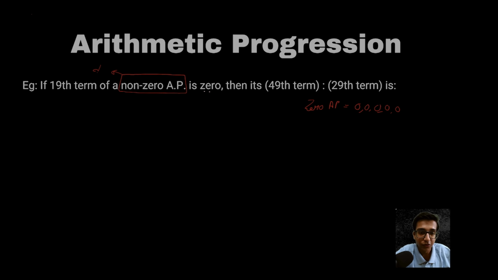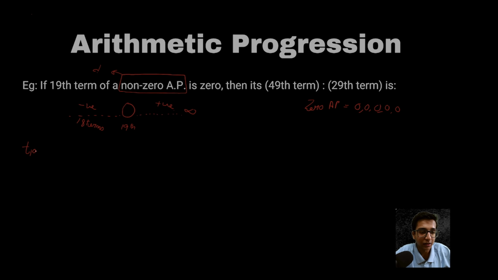So if we were to visualize how this AP would look, this is 0, which is the 19th term, and there would be 18 terms behind it, and these would be negative, of course, and there would be infinite terms after it since nothing has been mentioned, and these all would be positive terms of the AP. However, this is not necessary to solve the question. We can simply just use the formula.